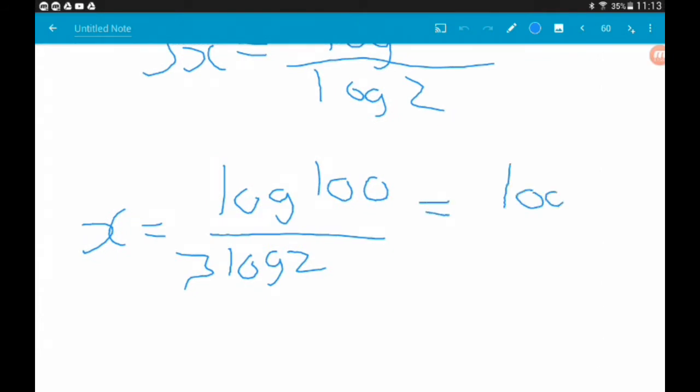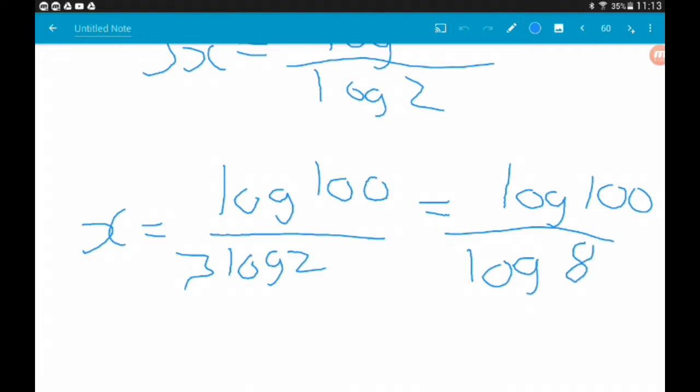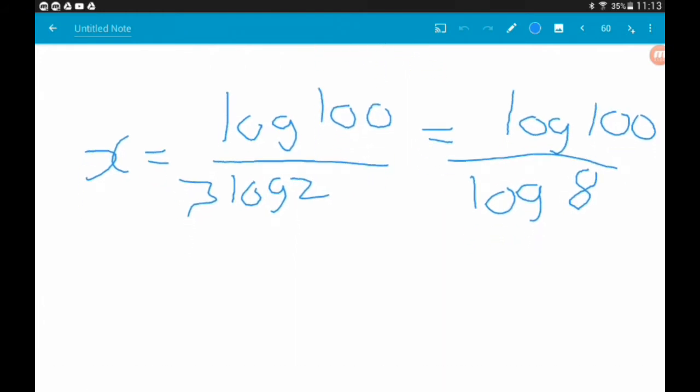Now if you like, before you turn to your calculator, you could here write that as log 100 over log 8. So the 3 at the start of the log on the bottom can go inside and act as a power of 2. So if you put that in your calculator to 3 decimal places, we will get x equals 2.215. Good times.